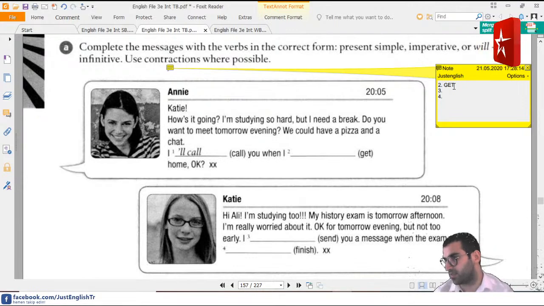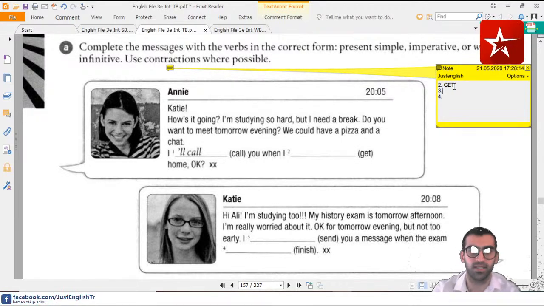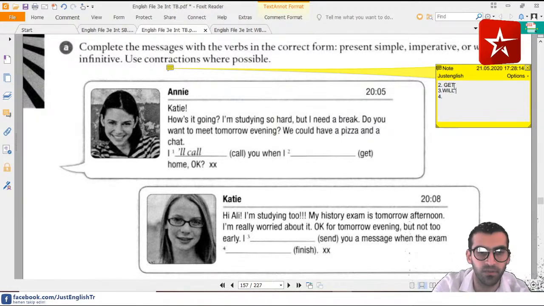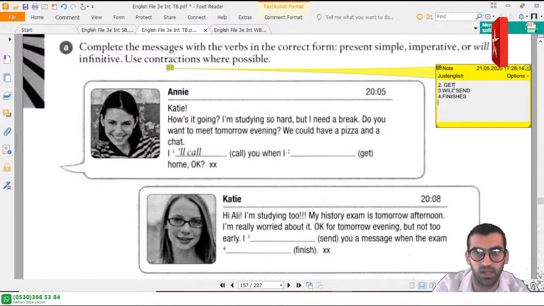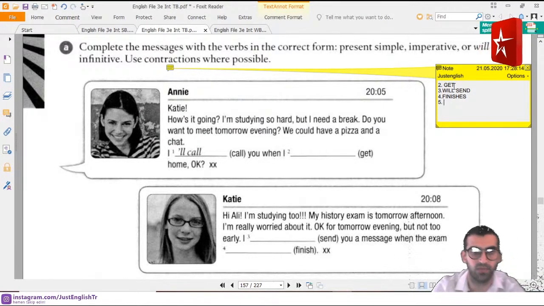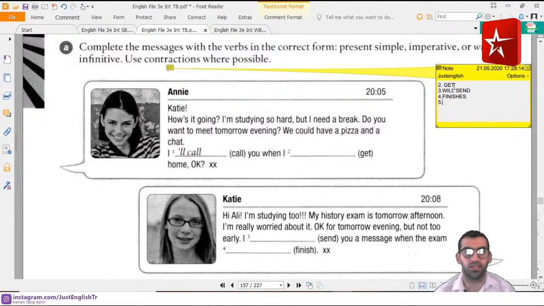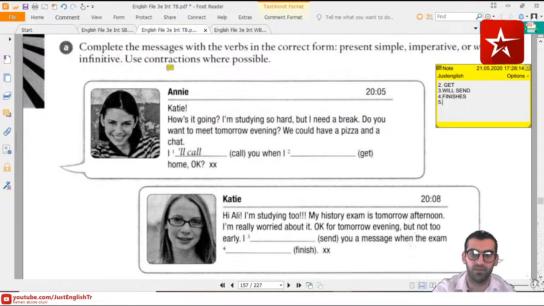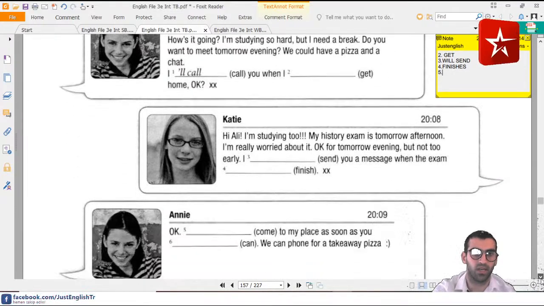Yes, Rana says will send, and the second part, finish. Minaver says will not finish. Yes, will send is for number 3, and for number 4, finish is the correct answer because of the exam. Yes, I will send you a message when the exam finishes. That is the correct answer.